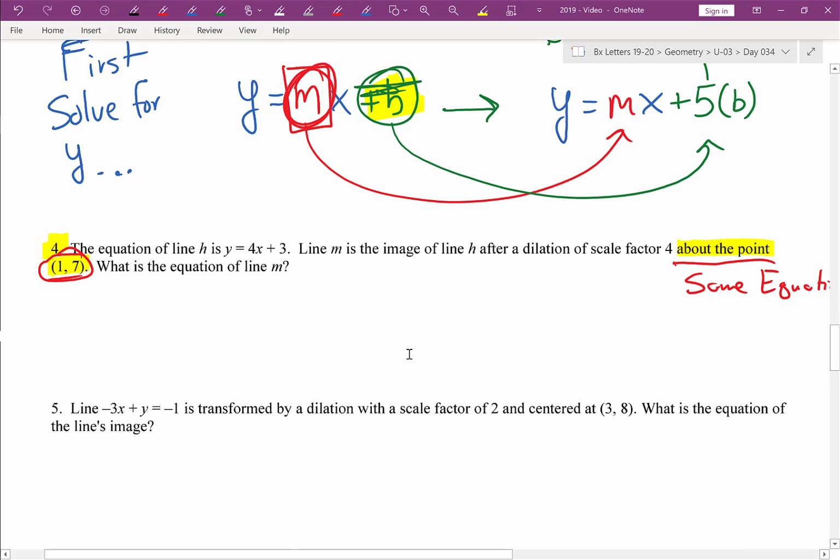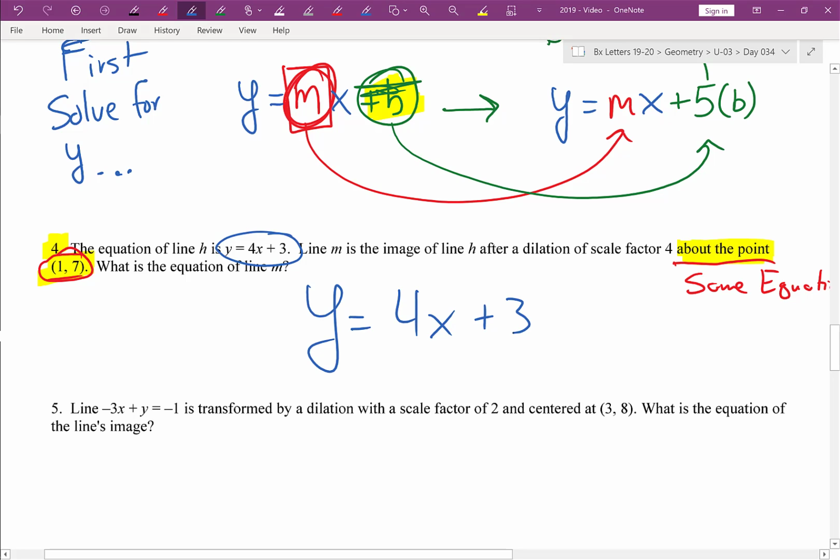Now, number 4 is, I think, the easier one. Whenever it's a dilation about some other point, that point is going to be on the line, and your answer is literally the same equation. This would be your answer: y equals 4x plus 3.